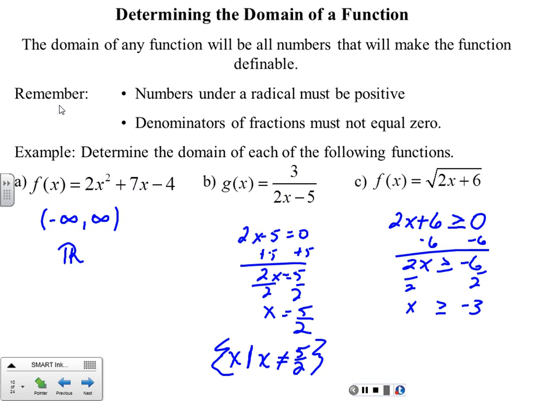So let's do this. Right here. Plug -3 in here and tell me what you get. 0. 2 times negative 3 is negative 6. Negative 6 and positive 6 is 0. And the square root of 0 is 0. So it works. Now, give me a number greater than negative 3.